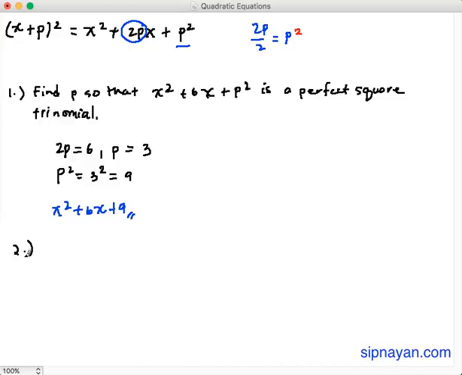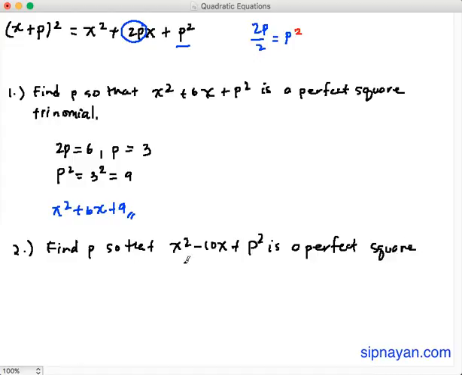Number 2, same question, find p so that x squared minus 10x plus p squared is a perfect square trinomial. Here, kung mapapansin niyo, puro plus yan. So, gagawin natin tong plus lahat para makuha natin yung value ng 2p. So, pwede natin gawin na x squared plus negative 10x plus p squared. Bakit plus negative 10?